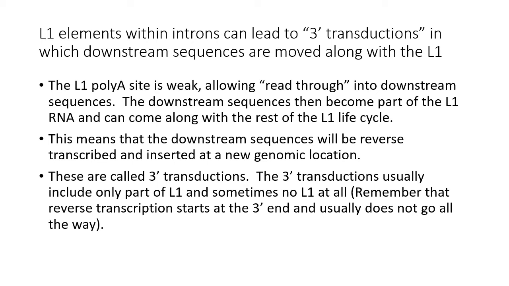So these are called 3' transductions. They used to be called exon shuffling. And usually, this is an unusual one that they're illustrating. They usually include only part of L1, sometimes no L1 at all. But the mechanism for their formation is reverse transcription of this hybrid RNA by the L1 reverse transcriptase in a target prime mechanism.